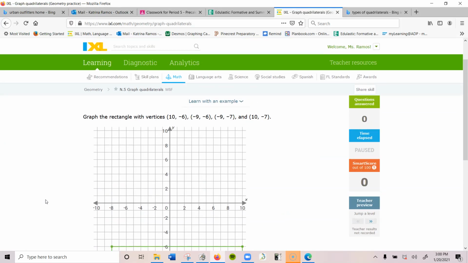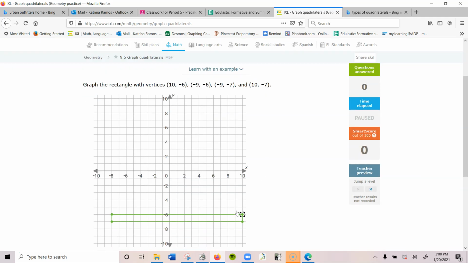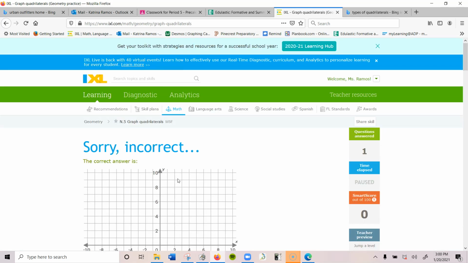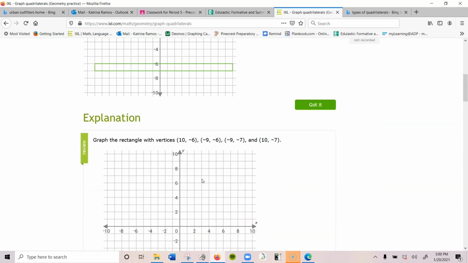Okay, so now we're moving on to N5. With N5, you are going to graph whatever they tell you to graph. So in this one, it says a rectangle with these vertices. So you just basically plot those points, and then that's it. Whoa, I must have plotted something wrong.